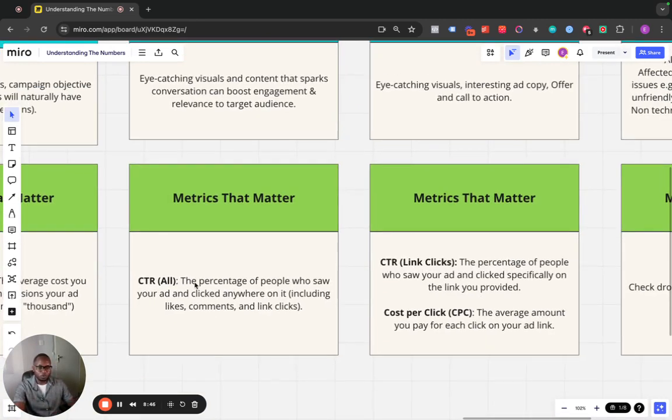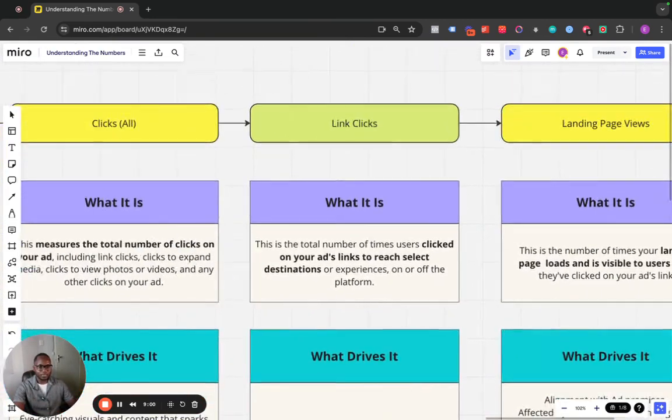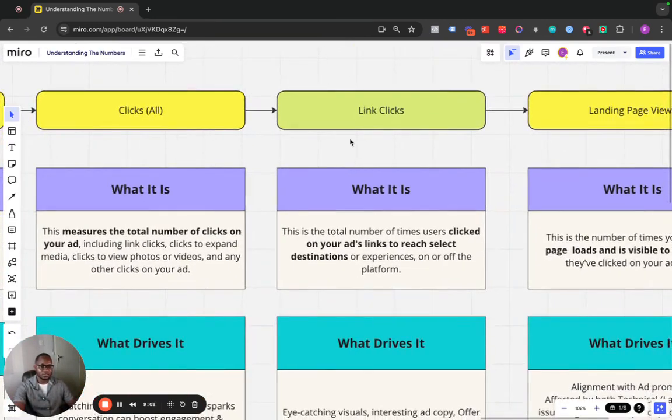This is the click-through rate (all), because this measures the percentage of people who saw your ad versus those who actually interacted with it. Again, remember, this is all interactions. Now, following this, the next item we want to look at is the link clicks. And remember, link clicks are part of clicks all. Okay, so that's a very important significance.